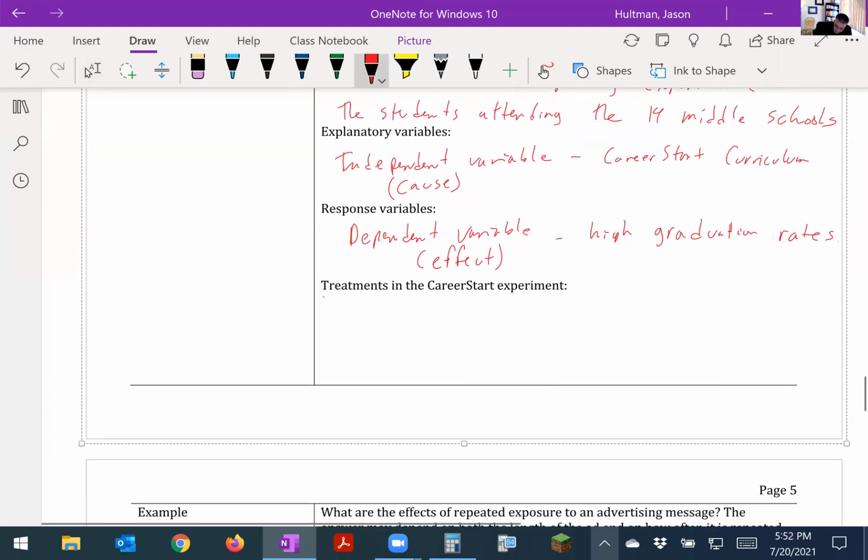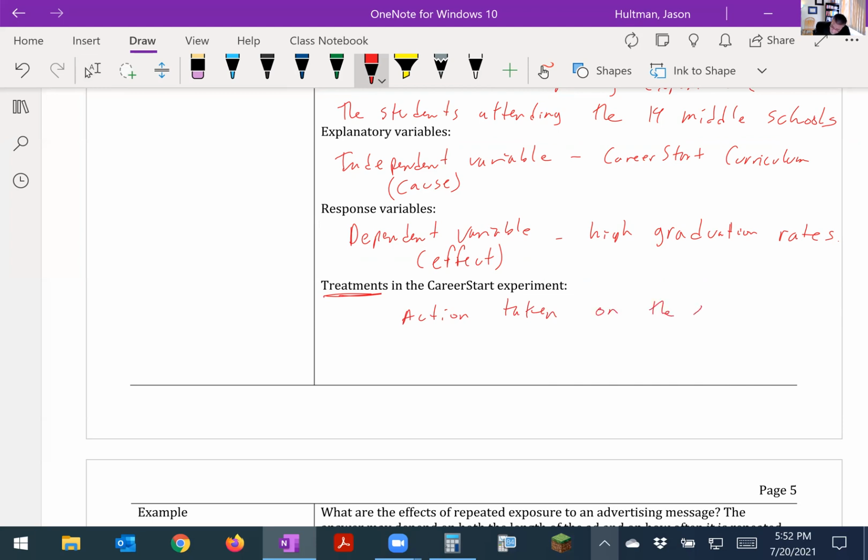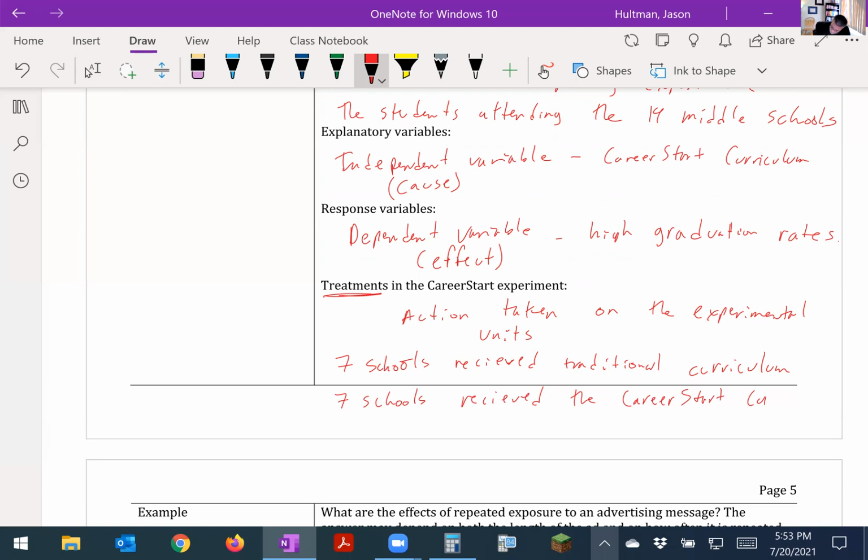Okay, the treatment. What was the treatment? The treatment is the action taken on the experimental units. So there were seven schools that received traditional curriculum, and 7 schools that received the Career Start curriculum. So half of them.